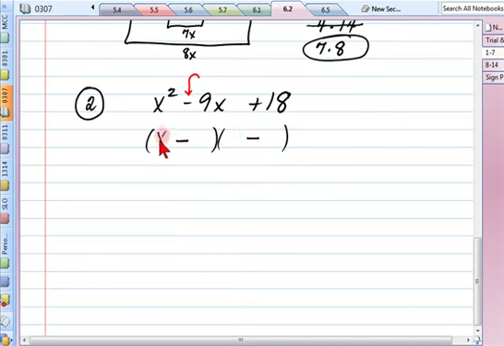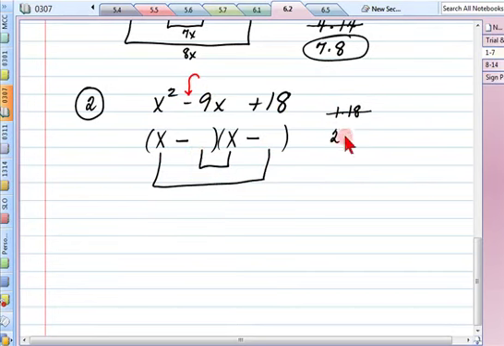What times what gives me x squared? And we know it's x. All right. Now, this is where the thinking comes in. I have to get last position times last position to multiply together to give me positive 18. Okay? So, is it 1 times 18? Well, it is if 1 plus 18 is 9. No. All right, 2 goes in there. 2 times 9. Is 2 plus 9 equal to 9? No. It's not that one. 3. 3 times 6. Is 3 plus 6 equal to 9? Yes. I'll put in my 3 and I'll put in my 6.